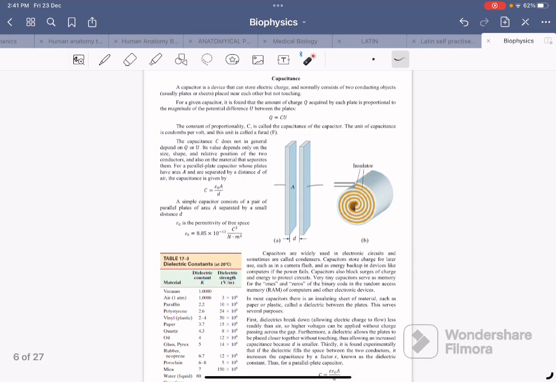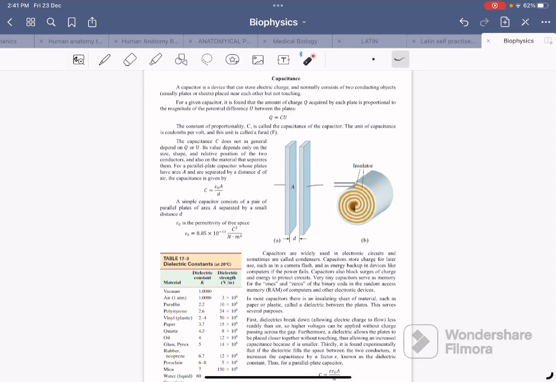let's start. A capacitor is a device that can store electric charge and normally consists of two conducting objects, usually a plate or sheet, placed near each other but not touching. For a given capacitor, it is found that the amount of charge Q acquired by its plates is proportional to the magnitude of the potential difference V between the plates.